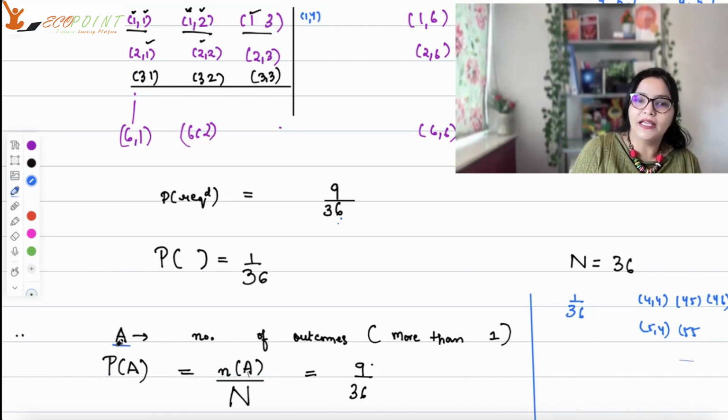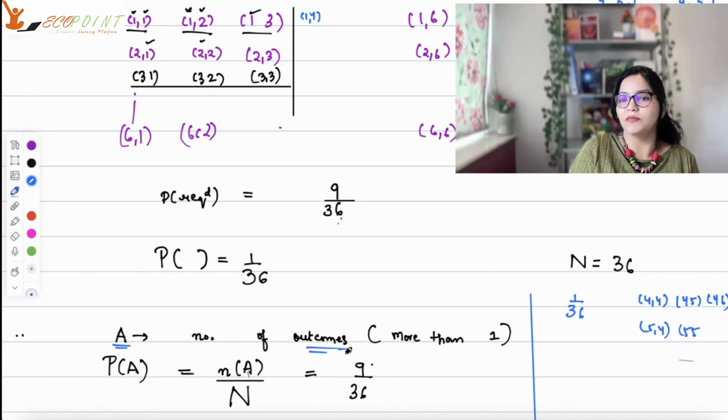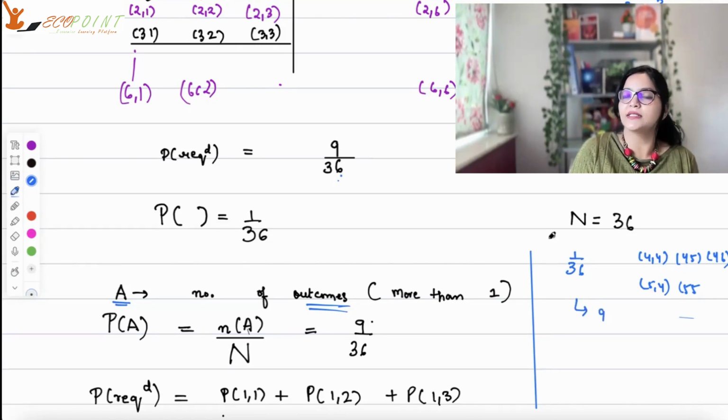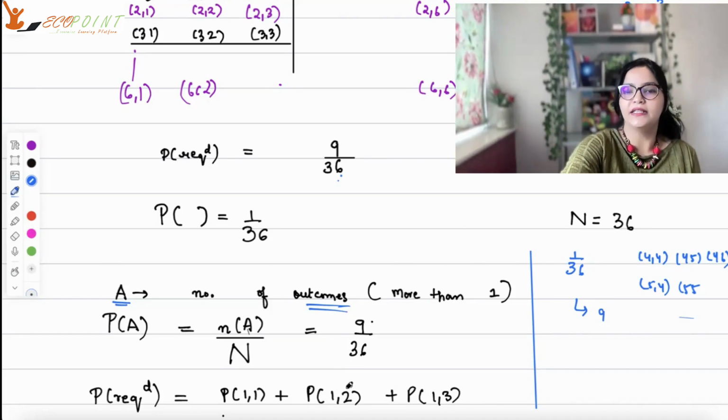So when A is the event, in case you have more than one outcome in the equally likely scenario, the probability of event A is the number of outcomes in A, that is the total of all those outcomes. As I said, 1 by 36 is the equally likely probability, but there are 9 such cases that have to be included. So that is why 9 by 36.